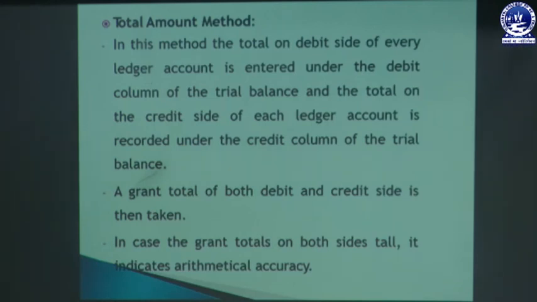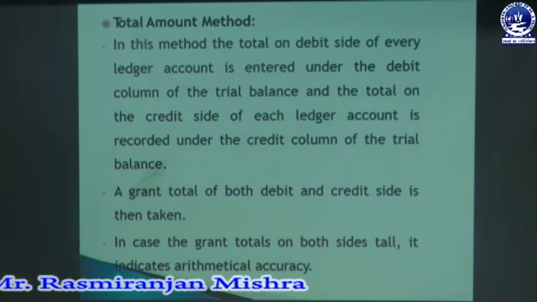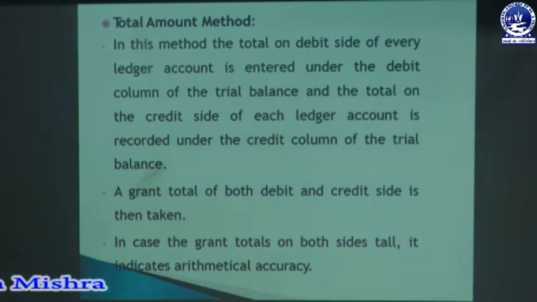The second method is the total amount method. In this method, the total of the debit side of every ledger account is entered in the debit column, and the total of the credit side of each ledger account is put in the credit column of the trial balance. That means we have to add the total of debit as well as the total of credit of the respective ledger account, and the debit total should be put in the trial balance debit column, and the credit total should be put in the trial balance credit column.